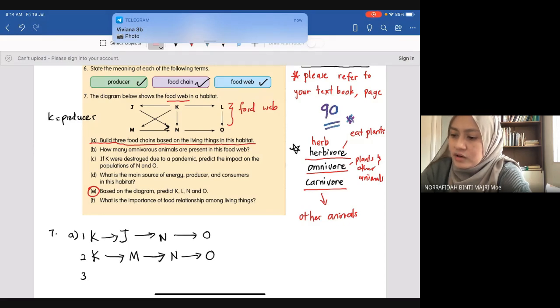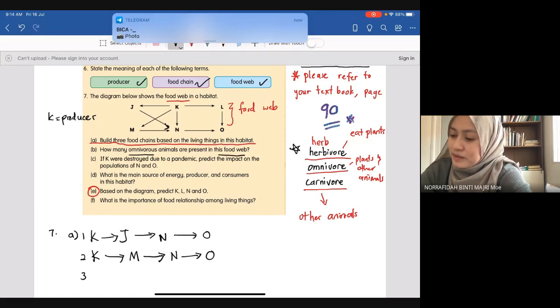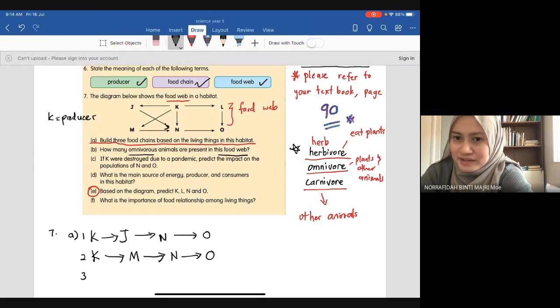Question B, how many omnivorous animals are present in this food web? Present in this food web. Omnivore mean, apa tadi jawapan tadi? Which one? One. How many? 1, correct. Betul. There's only 1. So B, the answer you write down 1. Why? Which one is the omnivorous animal here? J, M, K, N, L, O. Which one?